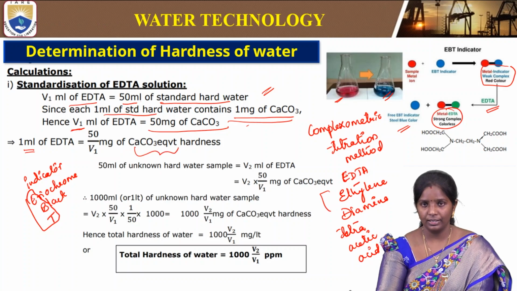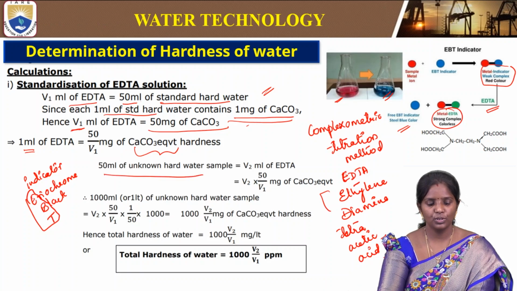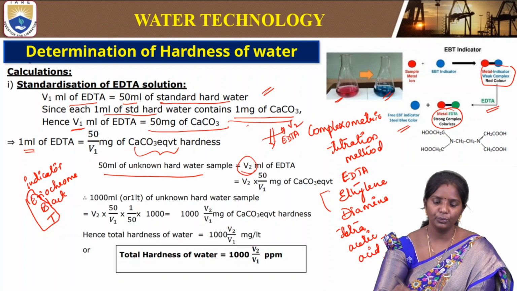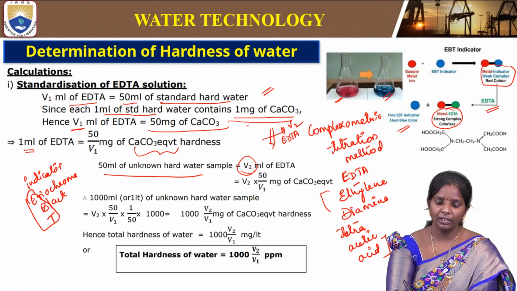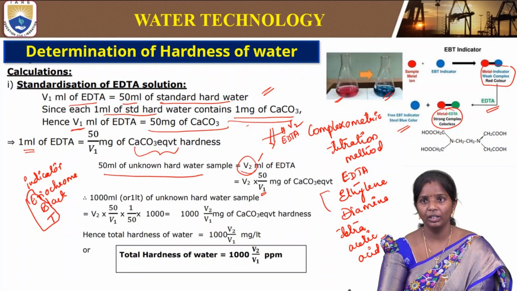equivalence in hardness. Now if we take 50 ml of unknown hard water, what do we have to do? The EDTA titer value is V2. So V2 into 50 by V1, because 1 ml is 50 by V1 mg of calcium carbonate equivalence.